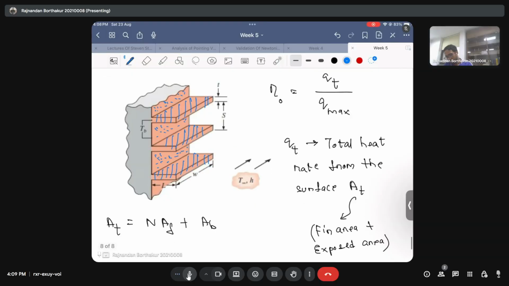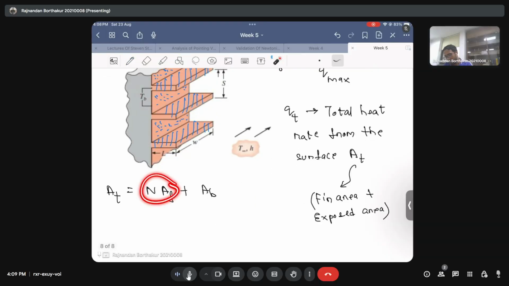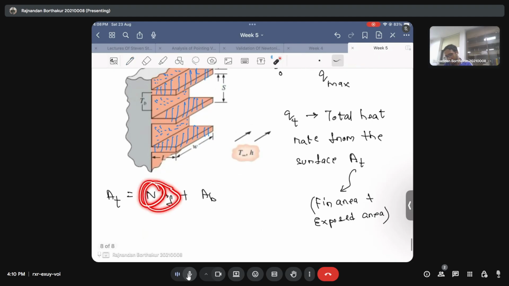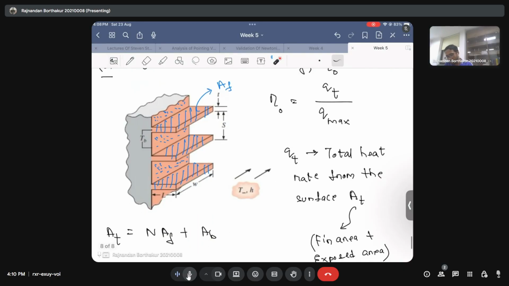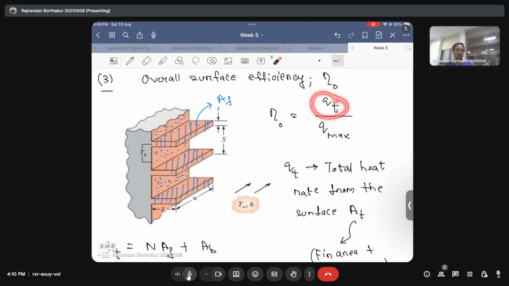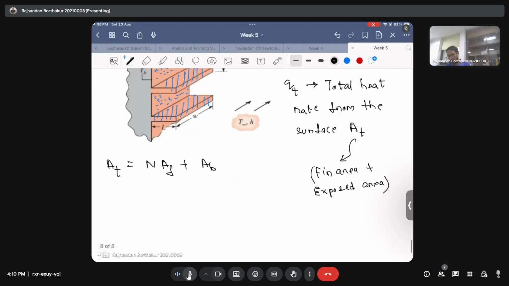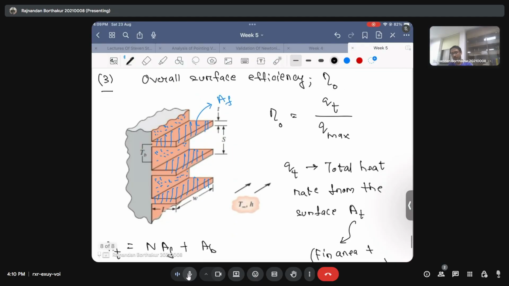Then n times the fin area, because this is your Af, and the number of fins in general can be n, so n times the fin area plus the bare area will give you At. The rate of heat transfer from this At is what we'll call Qt, and we will see an expression to quantify Qt. On the other hand, the maximum rate of heat transfer, Qmax, will be the case when the entire assembly is at the base temperature. So this will just be equal to h times At times theta b.